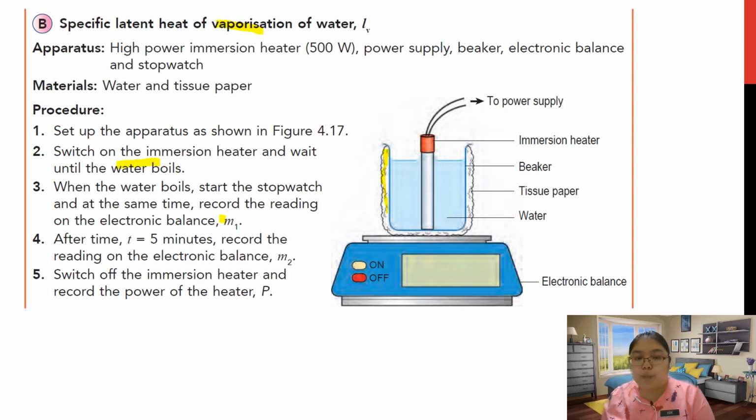At the same time, record the reading from the electronic balance. That's M1. Okay, after 5 minutes, which is the time taken, you record the reading of the electronic balance, M2. M2 must be less than M1, because once you start boiling, some of the liquid becomes gas. From here we find that the reading for M2 must be less than M1. After that you need to switch off the immersion heater, then you record the power.